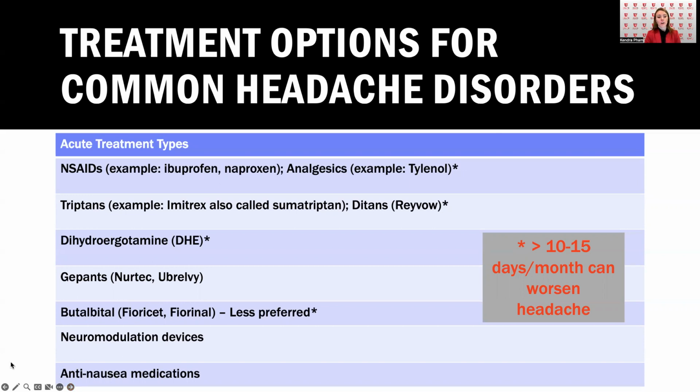These ones that have a star by them, so the butalbital, dihydroergotamine, triptans and ditans, NSAIDs, analgesics, all of these, if they're used in any combination more than about 10 to 15 days per month, can actually cause worsening of headaches, something we call medication overuse headache. And so you do have to be careful how often those are used. And if they are starting to be used close to that amount of days in a month, then usually that tells us that we should ramp up our preventive treatment strategy.